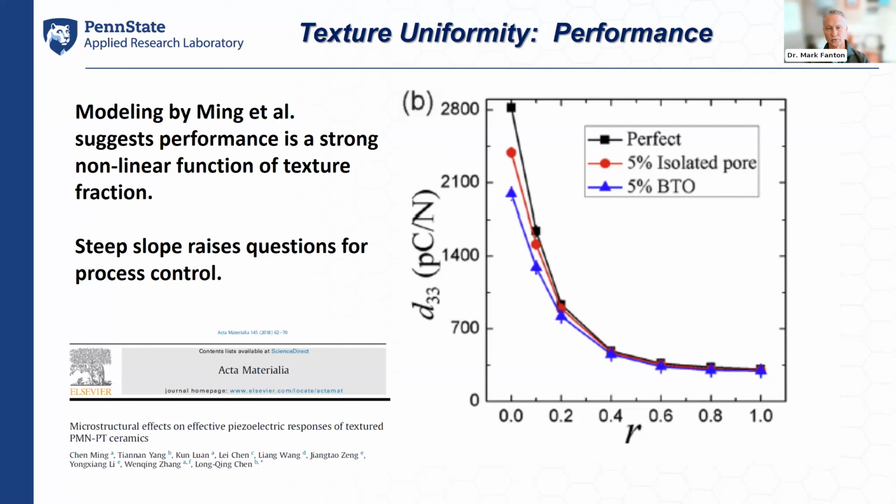So we'll go through some more examples of this using real world data, just to give you an idea of, one, how the material properties vary as a function of texture fraction in the real world, and how you can potentially use that to actually tune the performance characteristics of the material for a given application.